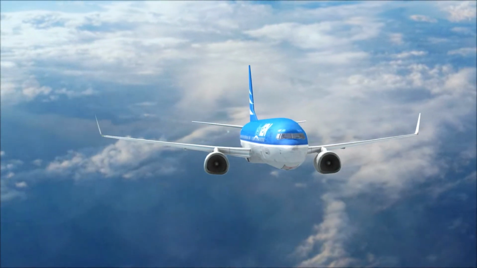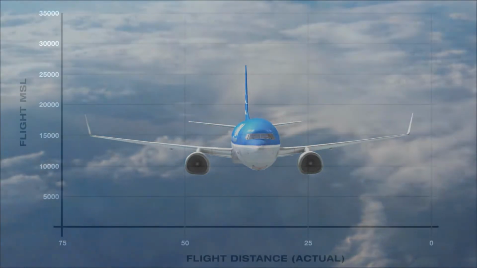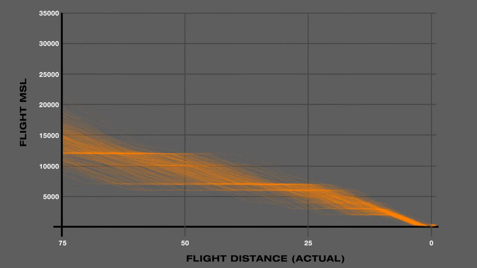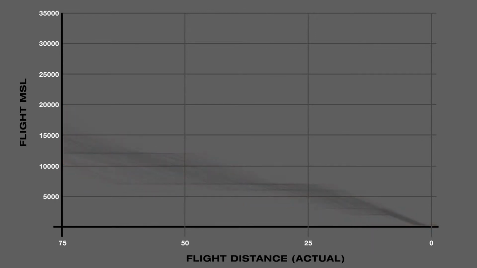A traditional descent is like walking down a flight of stairs. Based on air traffic controller instructions, the pilot descends and applies speed brakes, then levels off and powers up the engines, then descends and applies speed brakes again. The cycle repeats itself until the plane is on final approach to an airport.